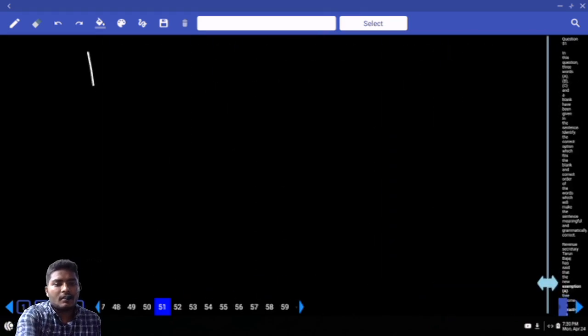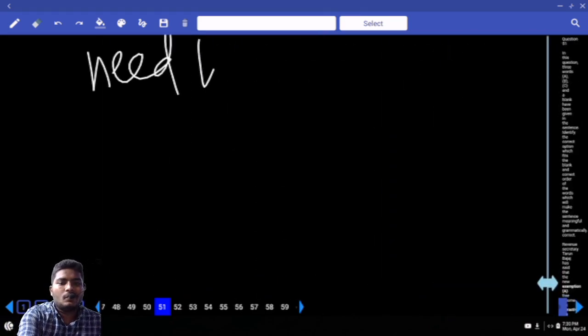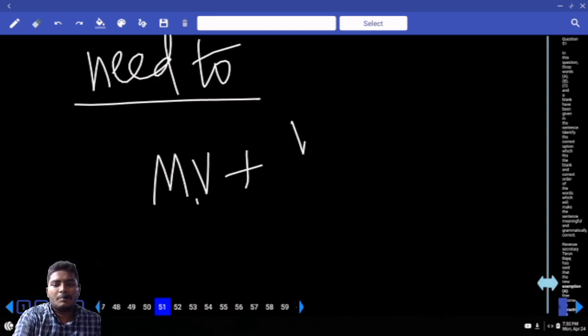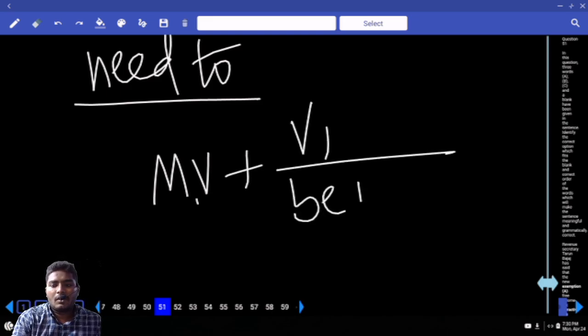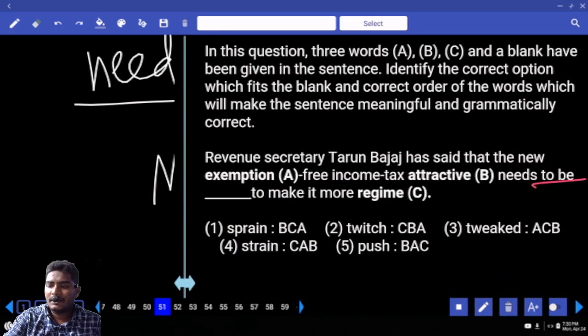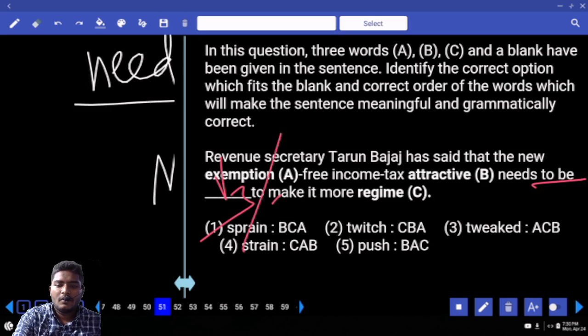Needs to be. Do you remember this one? Need to. What is the parts of speech of need to? Modal verb. Modal verbs are followed by V1 or be plus V3. Now already to be is given, so what do we need to expect here?